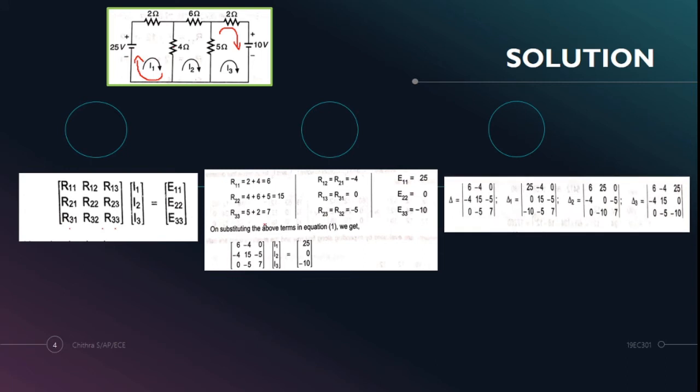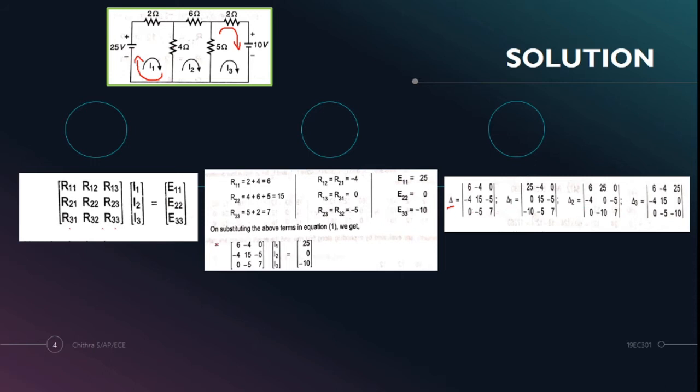Next, we need to find three mesh currents here, which are I1, I2 and I3. To find the three mesh currents, we are going to apply Cramer's rule, which you would have studied already in mathematics. We are going to find delta, delta 1, delta 2 and delta 3.